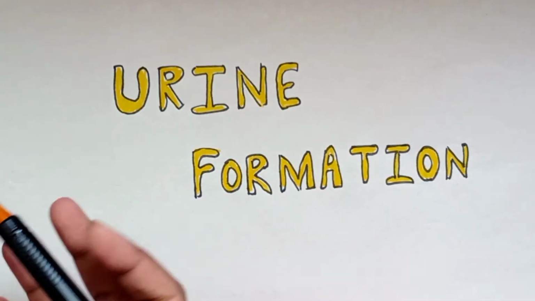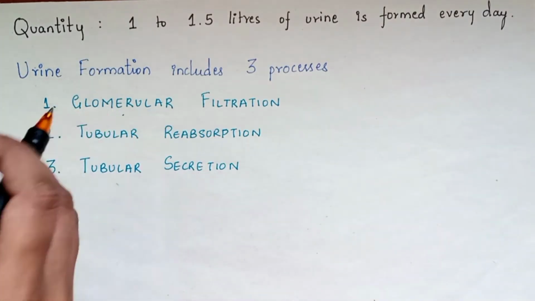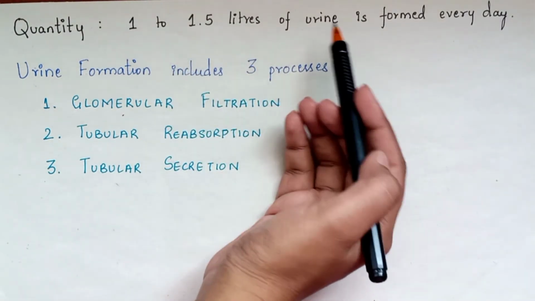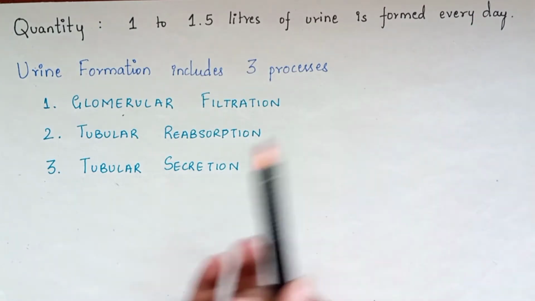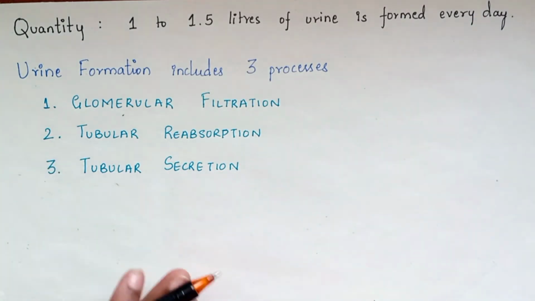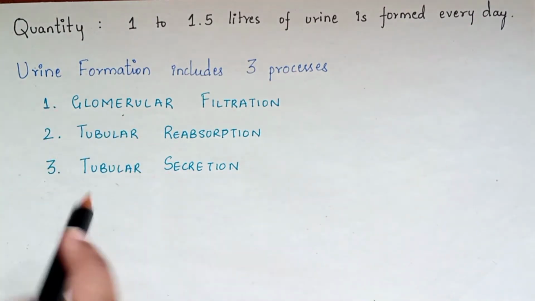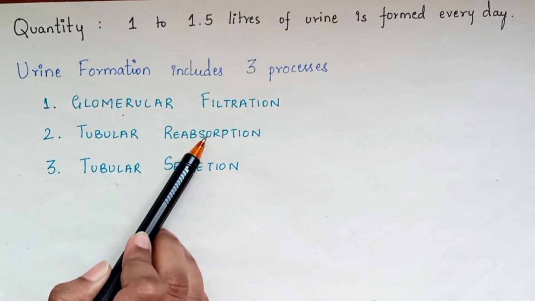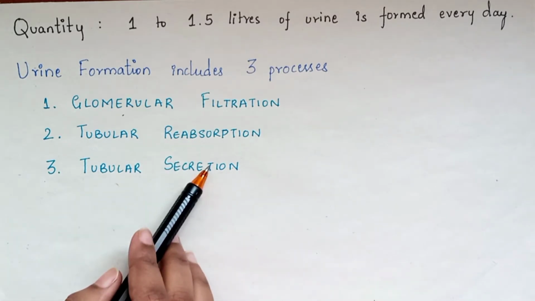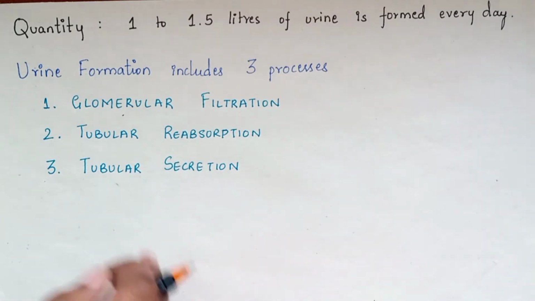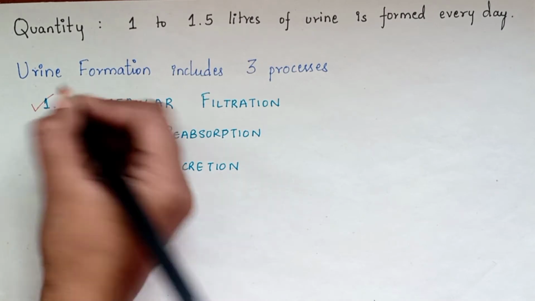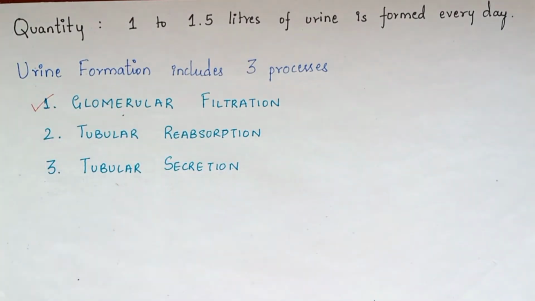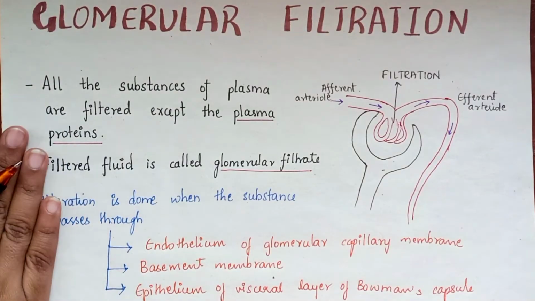Urine formation. So basically 1 to 1.5 liters of urine is formed every day. Now in the formation of urine, we are going to learn it step by step. That is, there are 3 steps or processes. First is the glomerular filtration, then there is tubular reabsorption and tubular secretion. But in this video, we are going to study only about glomerular filtration. The remaining 2 we'll see in the next part.